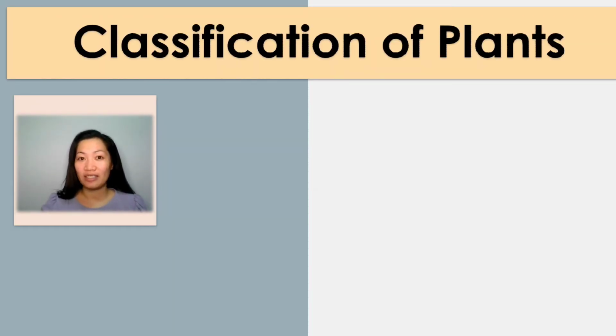And now let's talk about the classification of plants. There are many plants in our environment. Some are big, some are small. So now we will talk about how to classify plants by the place where they grow.